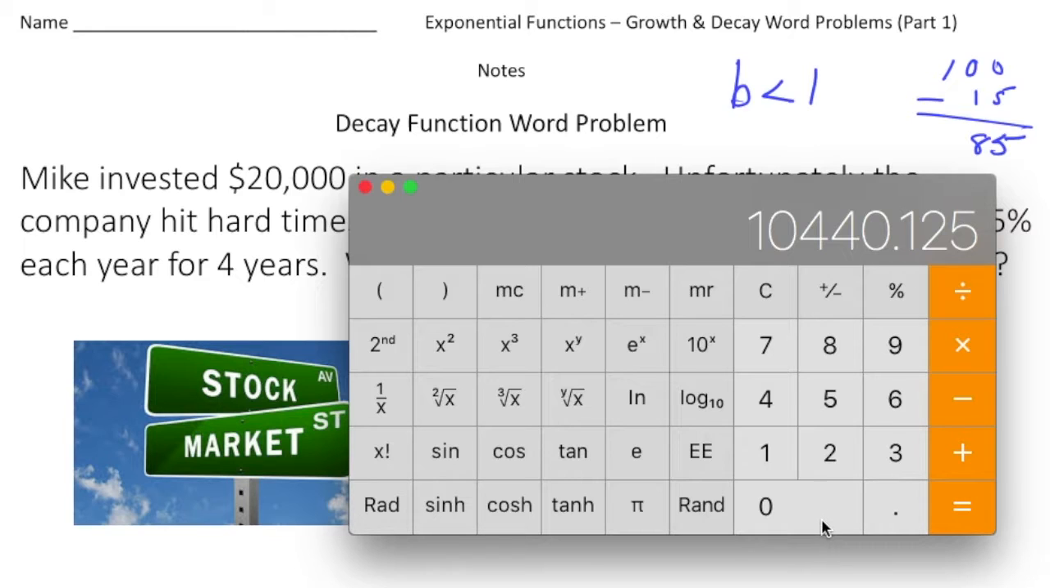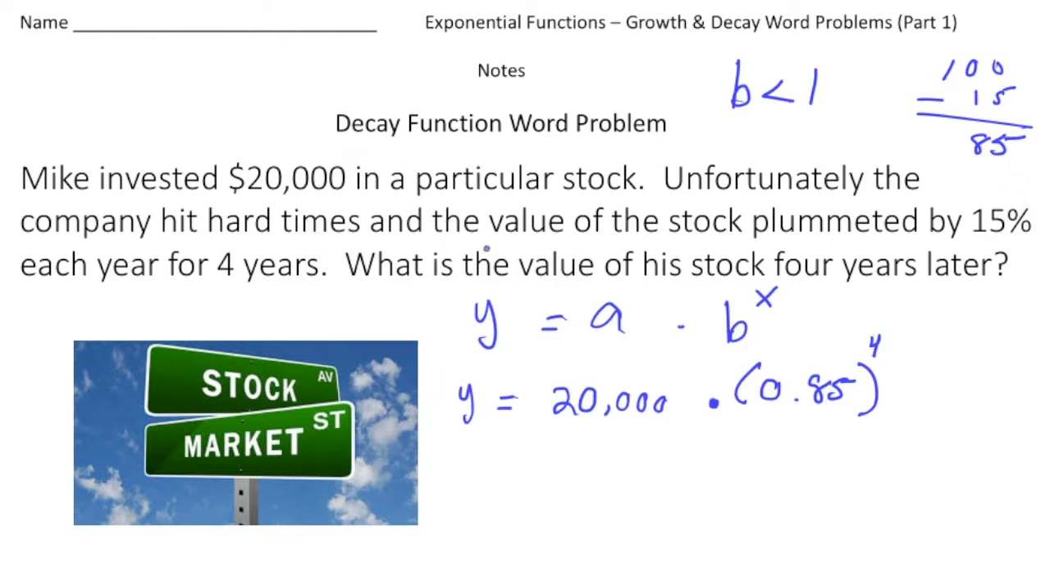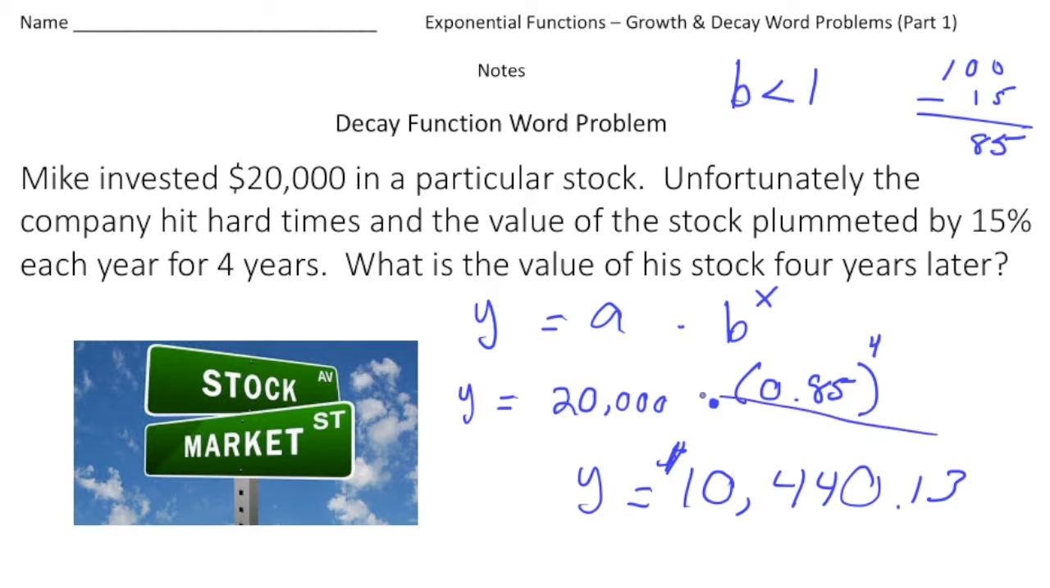So the answer is going to be $10,440, and we'll round that to 13 cents. All right, so the answer we're looking for again was $10,440.13. Okay, so Mike's investment of $20,000 really took a hit, and this is a good example of a decay function word problem.